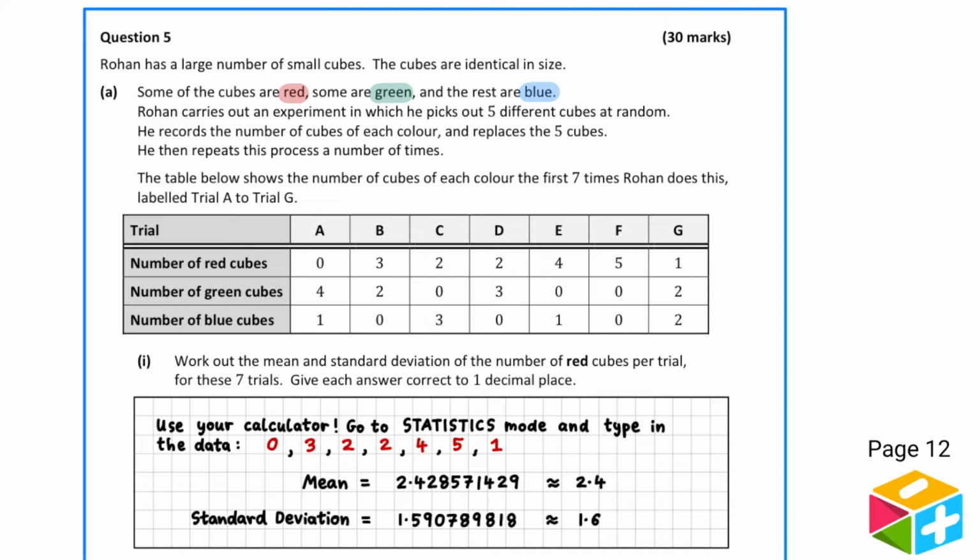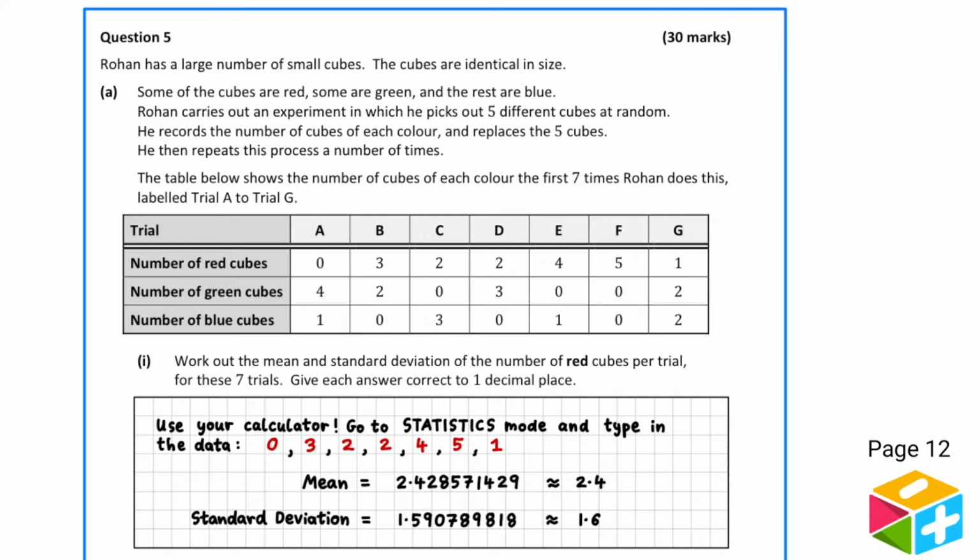In the table that we're given, the 7 trials are labelled with the letters from A to G. Looking at the column of an individual trial tells us how many cubes of each colour there were. For example, in trial D, there were 2 red cubes, 3 green cubes, and 0 blue cubes. In part I, we must work out the mean and standard deviation of the number of red cubes.